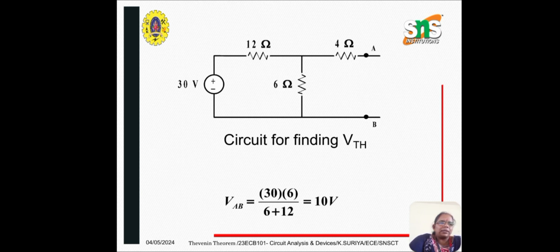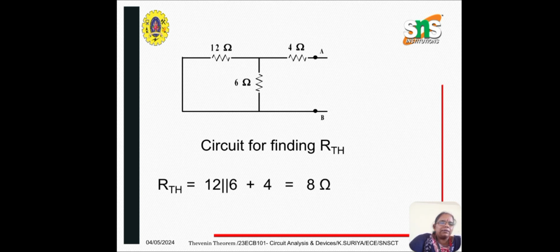Next we have to find out Rth. To find Rth, since you have a voltage source, you short circuit the voltage source. If you have a current source, you have to open circuit the current source. So we have to look back at the resistance from the point AB. When you look back from AB, 6 and 12 ohms are in parallel, which is in turn in series with the 4 ohm resistance. So 12 in parallel with 6, plus 4. You can calculate the equivalent resistance as follows: 12 into 6 divided by 12 plus 6 gives the parallel equivalent resistance, and then you add the answer with 4 ohms. So you will be getting 8 ohms.